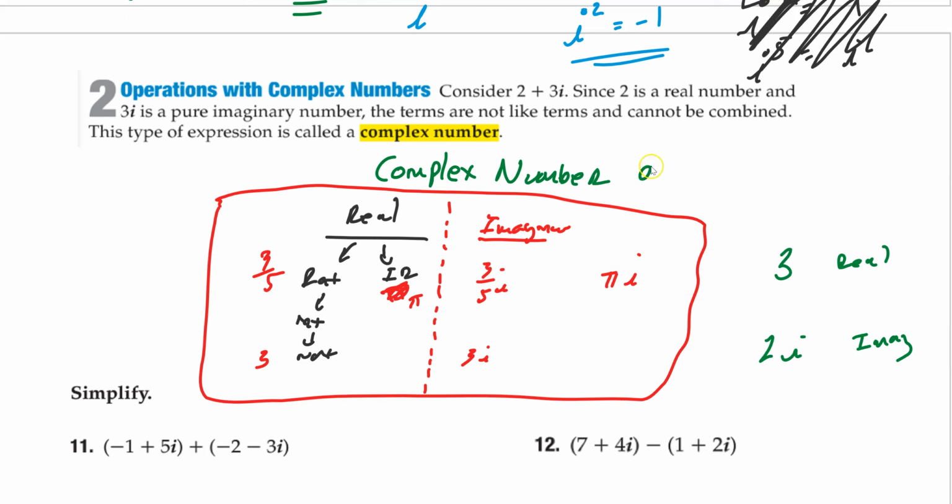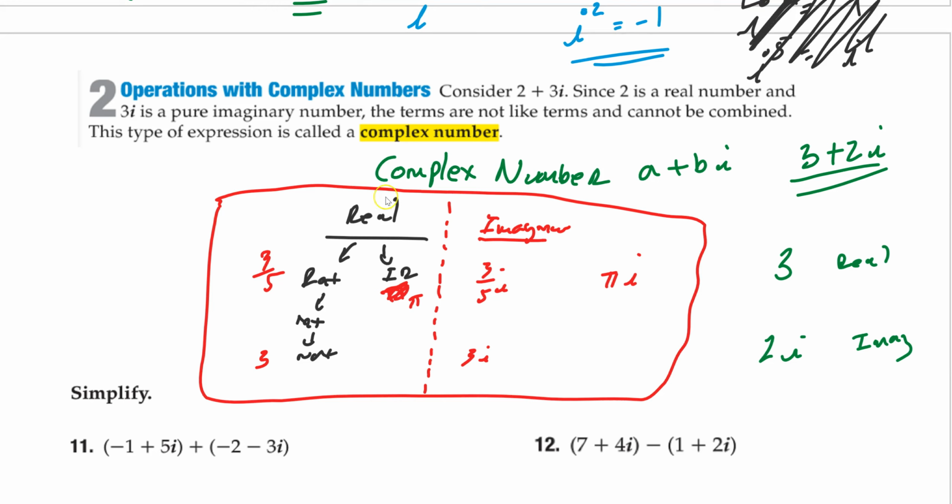Complex is a combination of the two. They like to say a plus bi. A complex number is like 3 plus 2i. It has a real part, so it can't be purely imaginary, and it has an imaginary part, so it can't be purely real. It's a combination. That's a complex number.